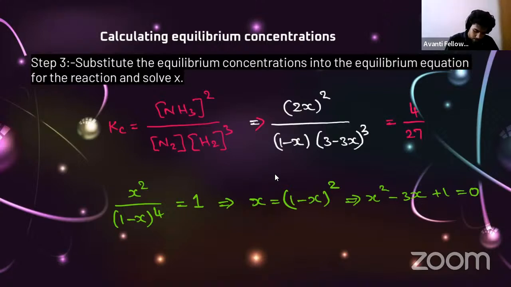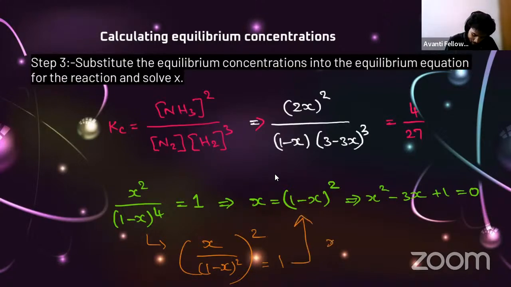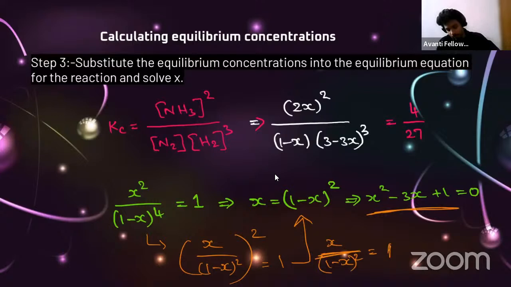Next, what I did was send this whole square to the other side. I wrote this as (x/(1-x)) whole square, again whole square, and the power is the same, equal to 1. Sending the square to the other side, we get x/(1-x) whole square is equal to 1 again. Simple, right? Now, after doing this, we get the quadratic equation x² - 3x + 1 = 0.